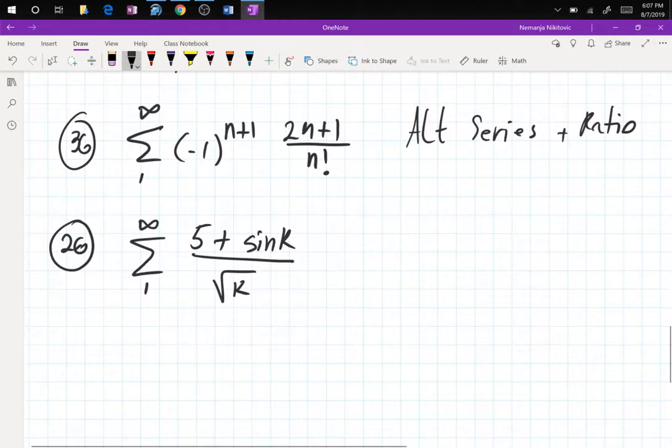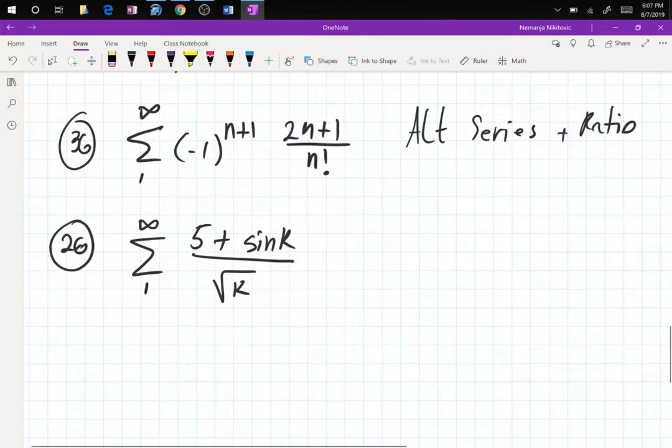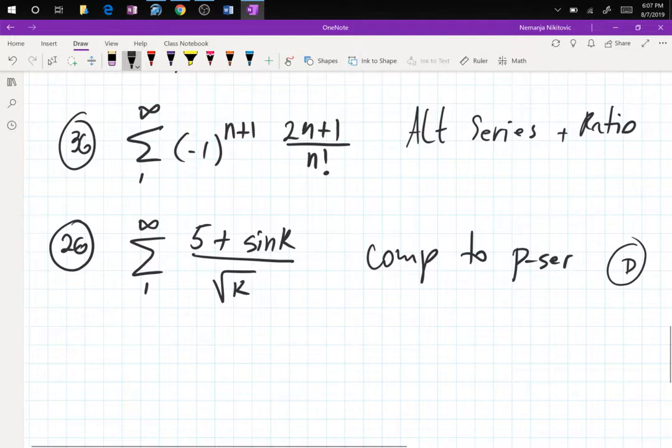Now, if the square root k was k squared, what happens then? It's the same problem. Yeah, it converges because now P is bigger than 1, right? So the convergence of this problem depends literally on the exponent of k in the denominator. 1/2, diverge. If it's just k, 1, diverge. If it's anything bigger than 1, converge. So this is going to be comparison to P series, and it's going to diverge. Good.